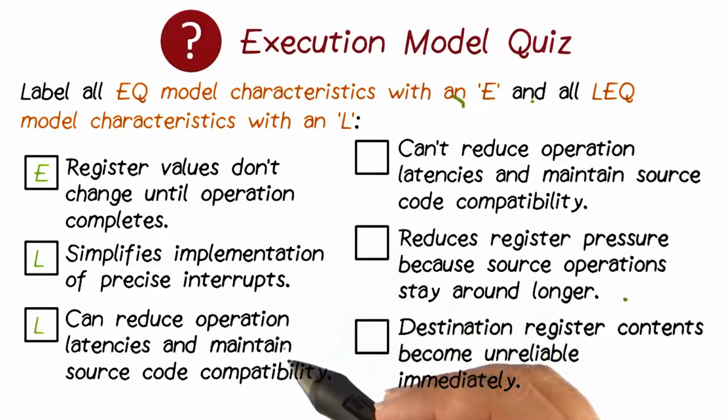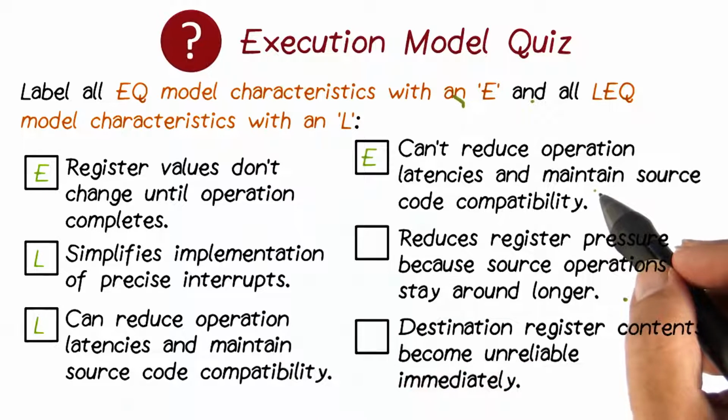The next one, is it EQ or is it LEQ, which can reduce the operation latencies and maintain source code compatibility? Well, the answer is LEQ. Why is it so? Because if the operation, such as the load, can complete earlier, we get the operands in those registers right away, and therefore the other instructions can proceed.